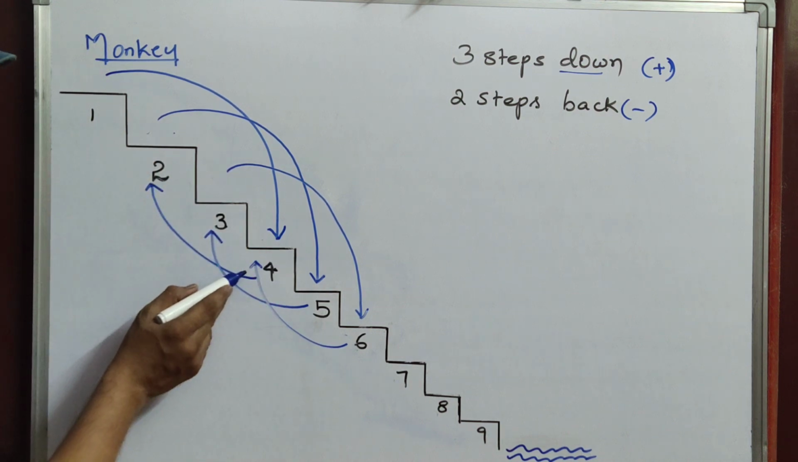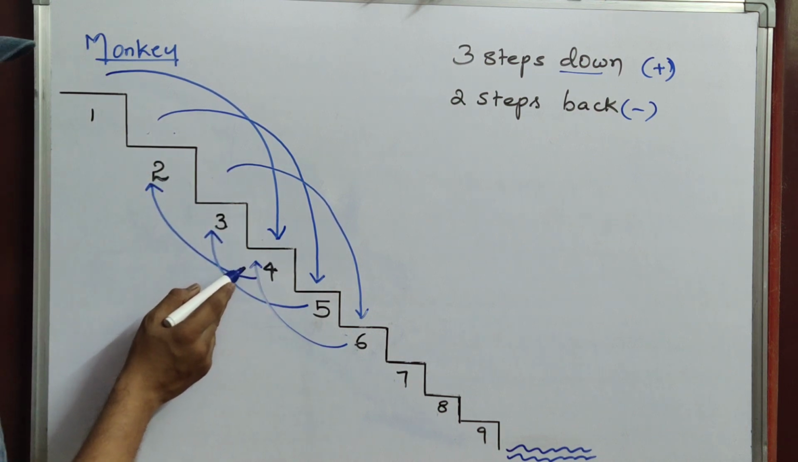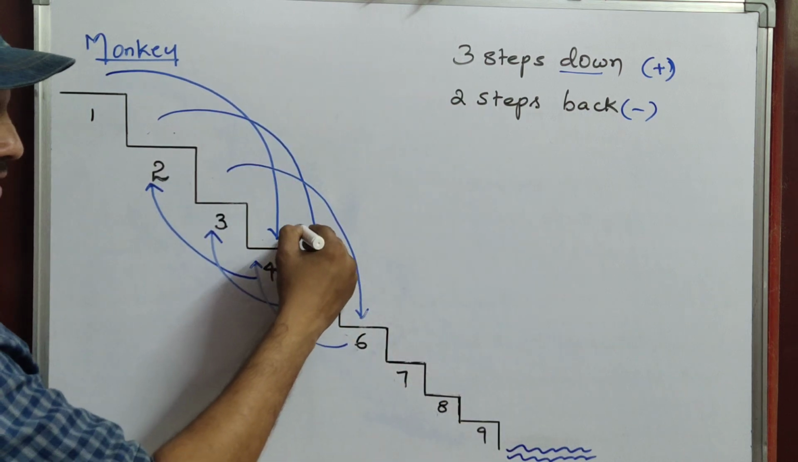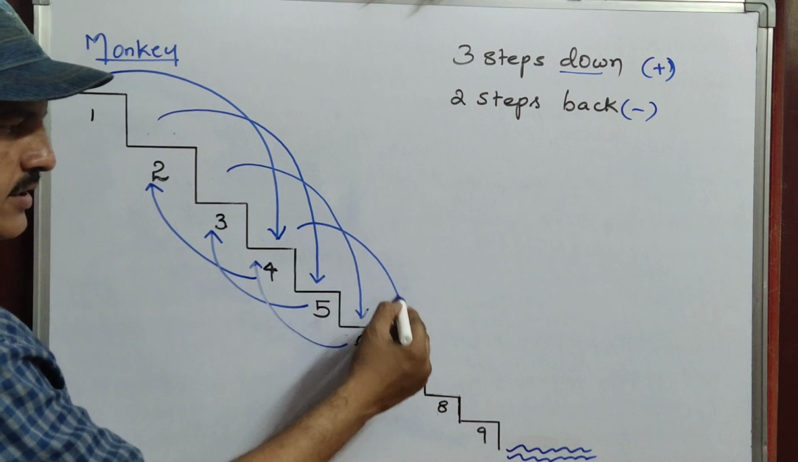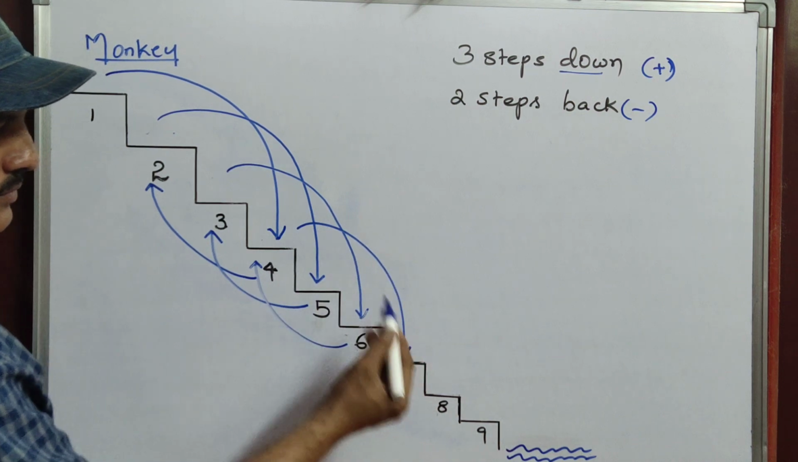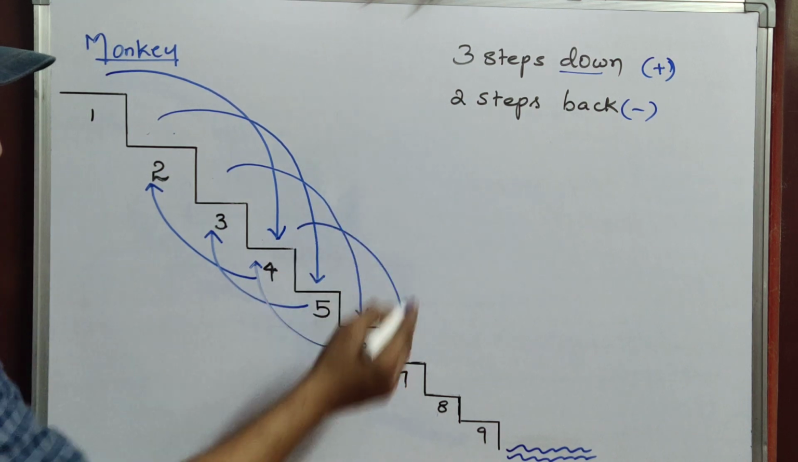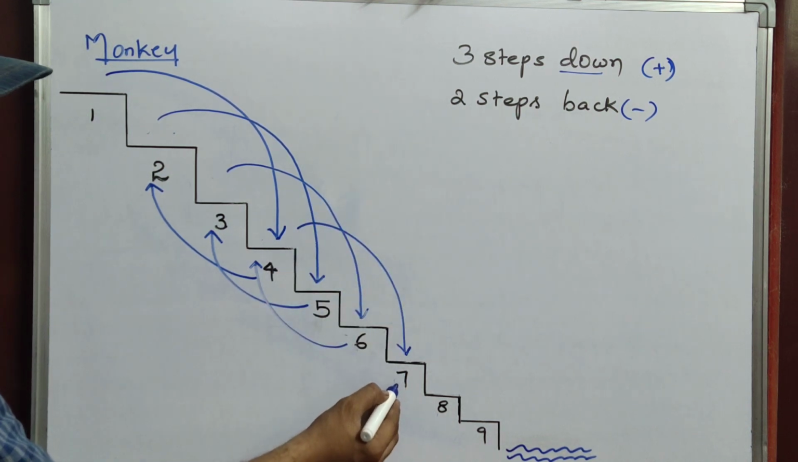Okay. Now it is in the 4th step. Now again what happened? Again 3 steps down. 4 plus 3, 7. Okay. Now from here, 7, again it moves 2 steps back. 7 minus 2, 5.